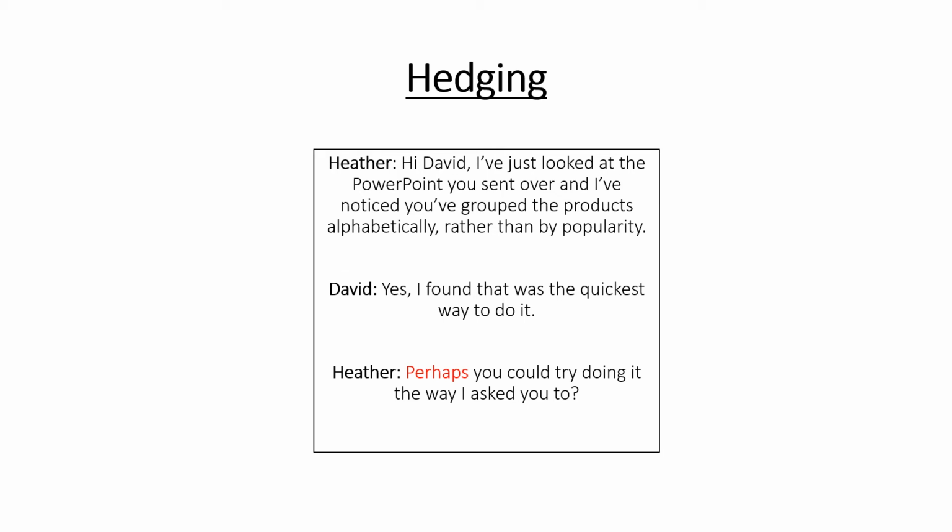Hi David, I've just looked at the PowerPoint you sent over and I've noticed you've grouped the products alphabetically rather than by popularity. Yes, I found that was the quickest way to do it. Perhaps you could try doing it the way I asked you to.